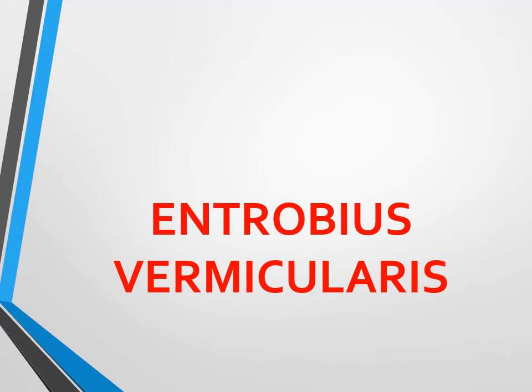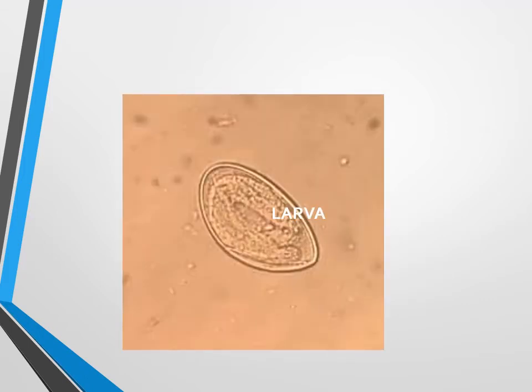Then comes another, Enterobius vermicularis, which is also non-bile stained. Plano-convex means that one side is round and the other side is flattened. The size is approximately 50 to 60 micron longitudinally and 20 to 30 micron in width. What you can see is the coiled larva inside. This is very particular for this egg: you can notice the larva within it.